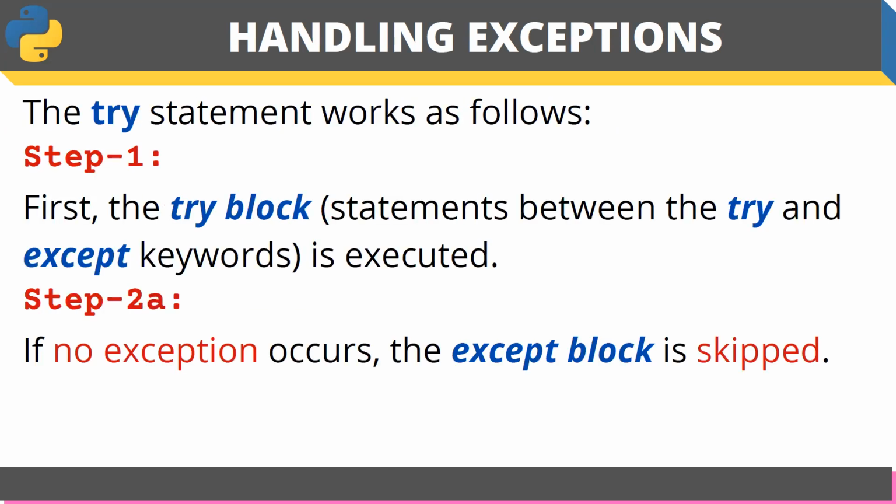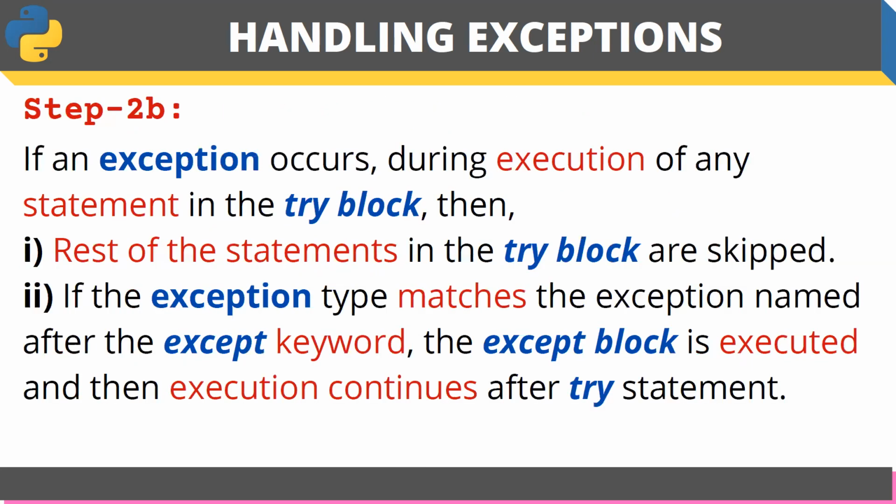So this is the one example. The try statement works as follows. First, the try block is executed. Whatever we have written between the try and except keywords will be executed first. In step 2, A: if no exception occurs, the except block is skipped. If the try statement did not find an exception, the except block is simply skipped.